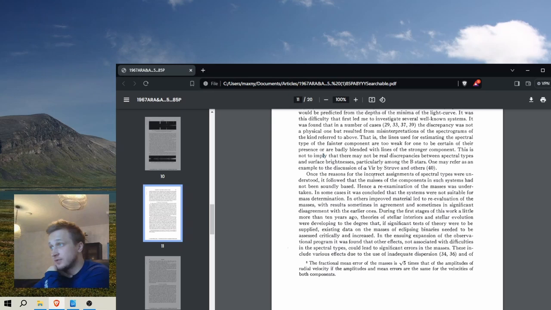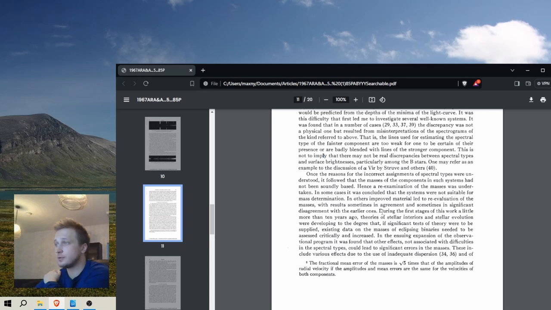Once the reasons for the incorrect assignments of spectral types were understood, it followed that the masses of the components in such systems had not been soundly based. Hence, a re-examination of the masses was undertaken. In some cases, it was concluded that the systems were not suitable for mass determination. In others, improved material led to re-evaluation of the masses, with results sometimes in agreement and sometimes in significant disagreement with the earlier ones.